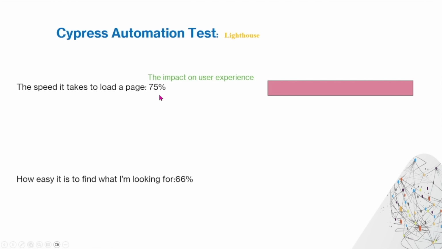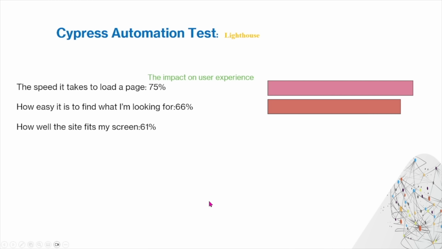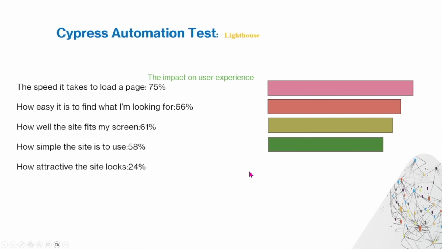What we found is that the speed it takes to load a page affects 75% of users. How easy it is to find what you're looking for affects 66% of users. How well the site fits within your screen, for example if you're using mobile, desktop, iPads or tablets, affects 61% of users. How simple the site is affects 58% of users. How attractive the site looks affects 24%. Next, let's talk about Lighthouse and how that affects what we're looking at.